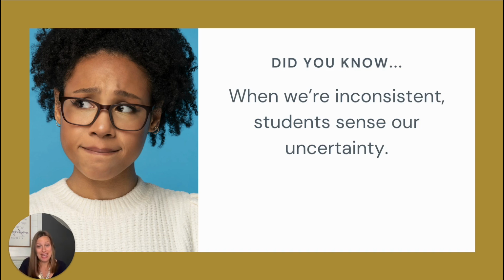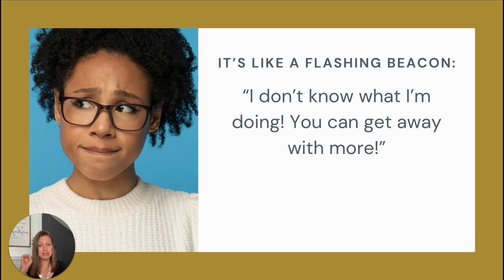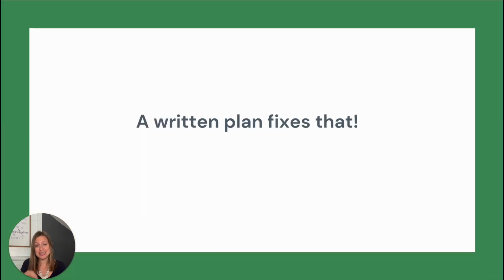Another factor that's happening is when we're inconsistent, students sense that uncertainty in us. It's really like this flashing beacon that says, I kind of don't know what I'm doing. You can get away with stuff. Keep trying more. We don't mean to do that, but when we're inconsistent and uncertain, that's the cue students get.